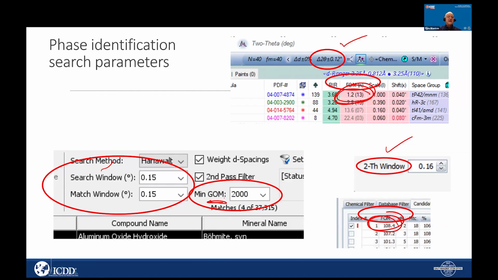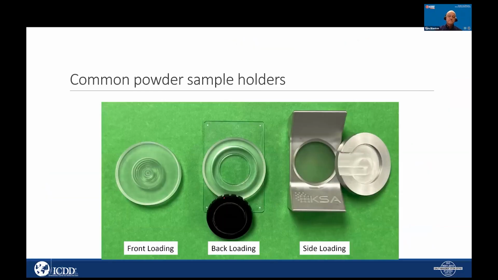And typically it can be adjusted. If you make it smaller, that means you think you have really good data. If you make it larger, maybe your data has some errors in it, but you're also allowing more phases to be in the hits. And then also understand what your figure of merit is doing for your software.